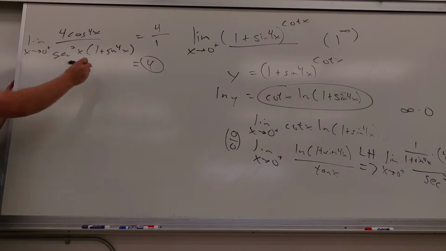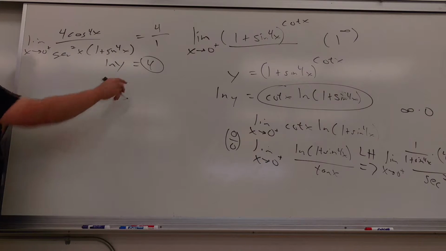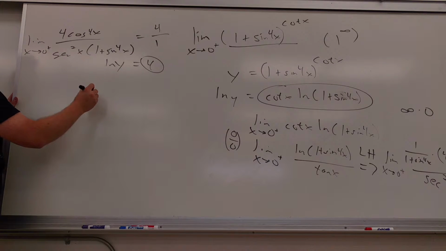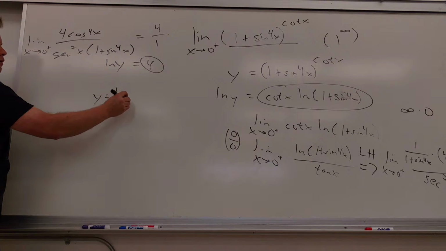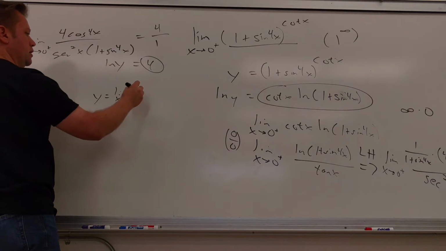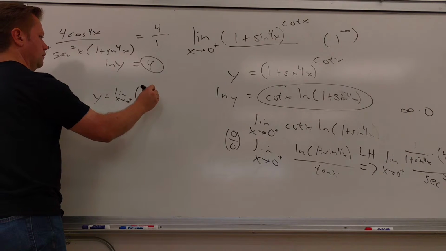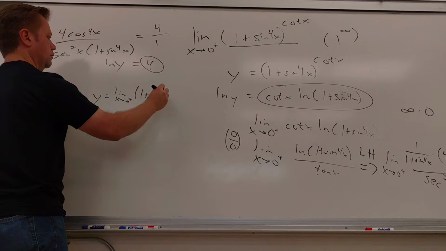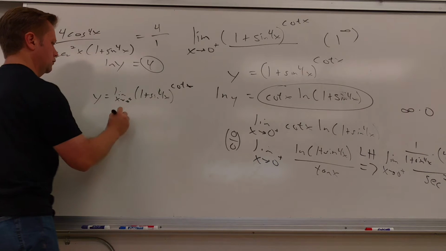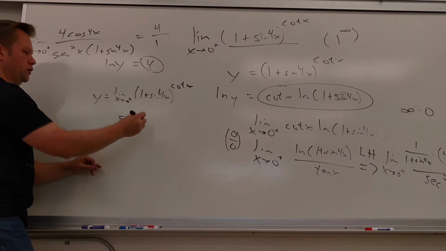So is that the answer? That's what ln of y is. So what's the actual answer? What's the limit that I need? So y is the limit as x goes to 0 of the original problem. So that is equal to e to the 4th.